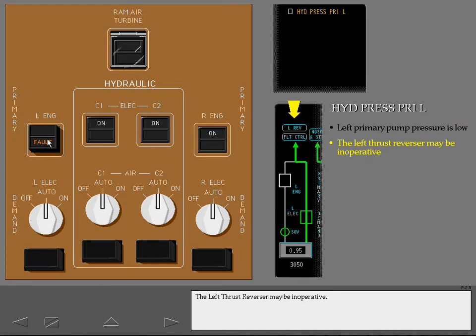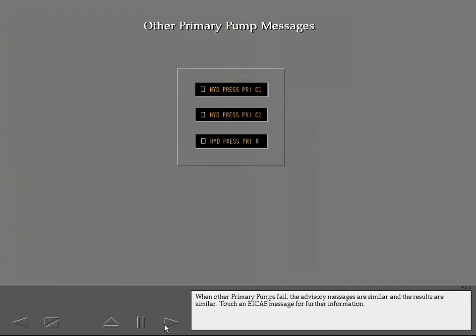The left thrust reverser may be inoperative. When other primary pumps fail, the advisory messages are similar and the results are similar. Touch an ICAS message for further information.